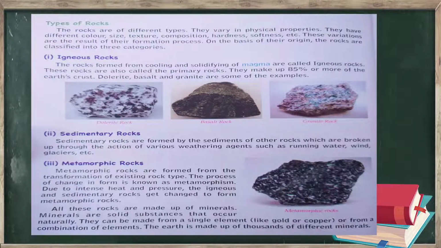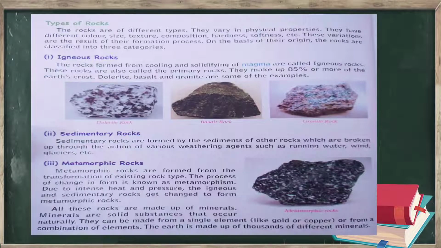Rocks are of different types. They vary in physical properties. They have different color, size, texture, composition, hardness, softness, etc. These variations are the result of their formation process. On the basis of their origin, the rocks are classified into three categories.